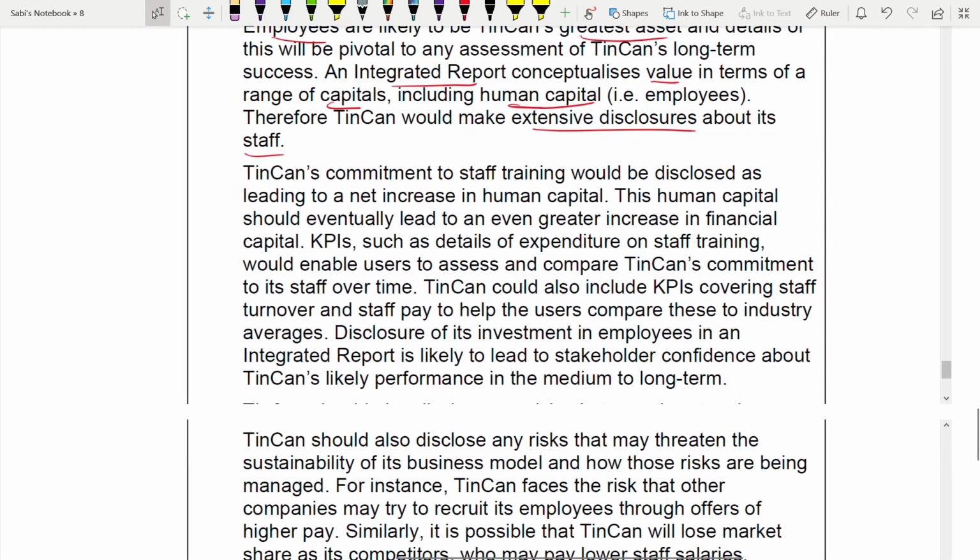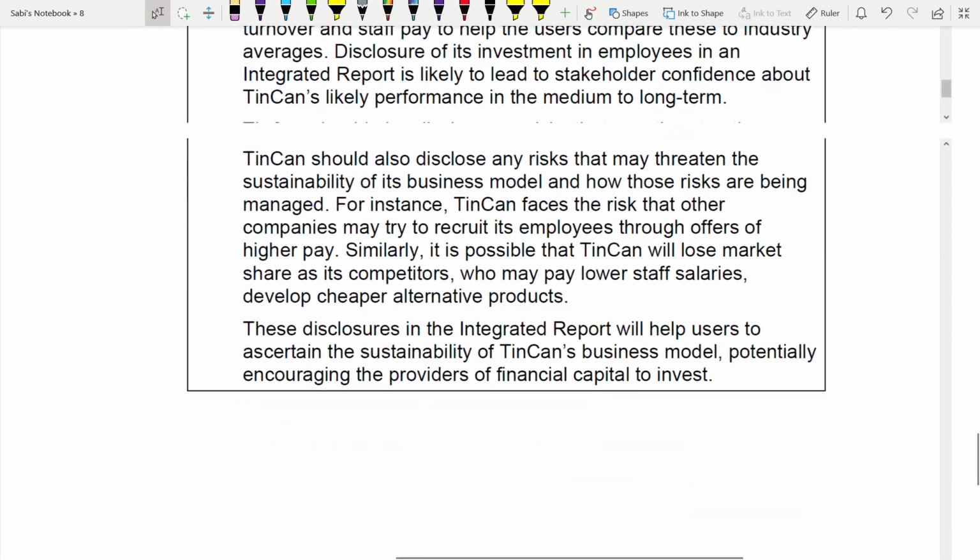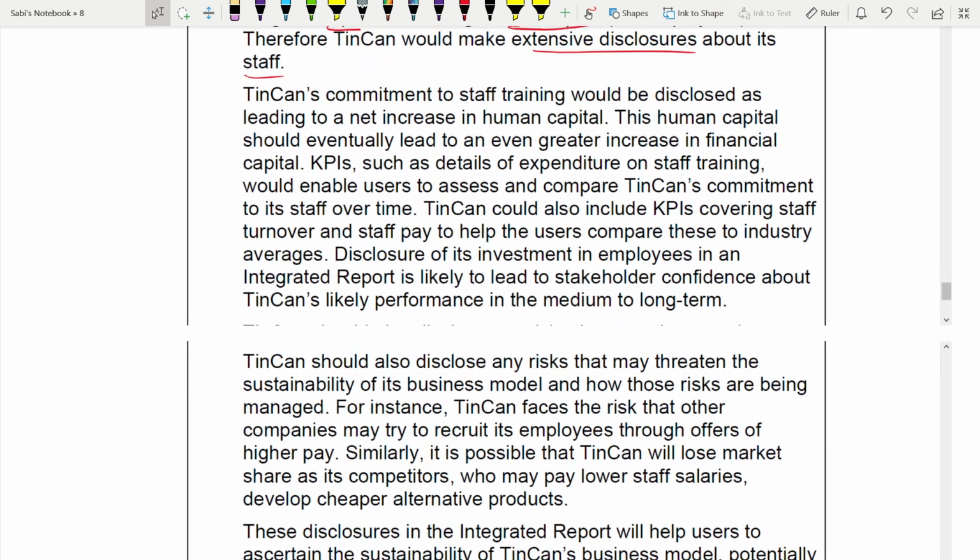Okay, then they have a commitment to staff training. One by one they are telling about staff training and the expertise. So staff training will be disclosed as a net increase in human capital. If this human capital increases, it will lead to a greater increase in financial capital also, because the better the employees, the better they will perform and more finance will come.